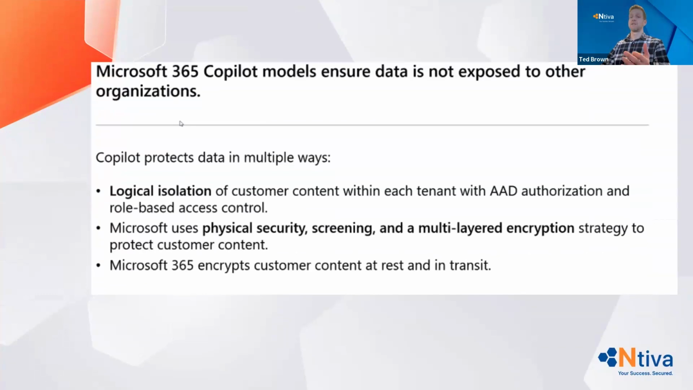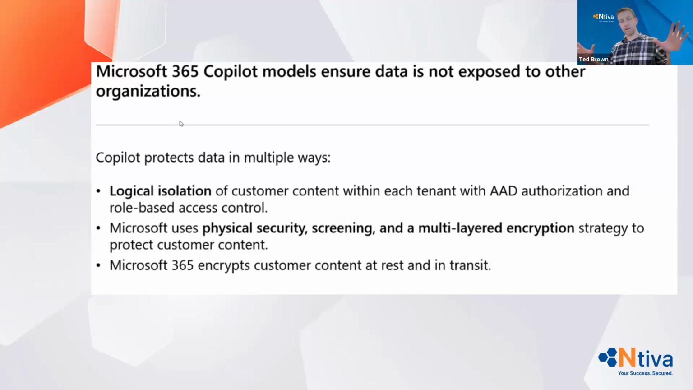Now, the key piece about this is, again, the security aspect. So you have the external security aspect. The Microsoft 365 Copilot model ensures that data is not exposed to other Microsoft tenants. They have logical isolation of customer content within each tenant, with AAD authorization and role-based access control. Microsoft also uses physical security screening and a multi-layered encryption strategy to protect the content. And the key part here is Microsoft encrypts the customer content at rest and in transit.